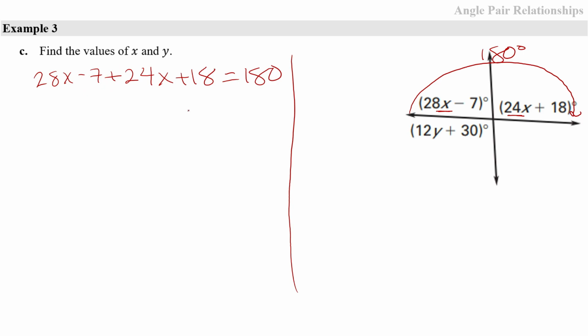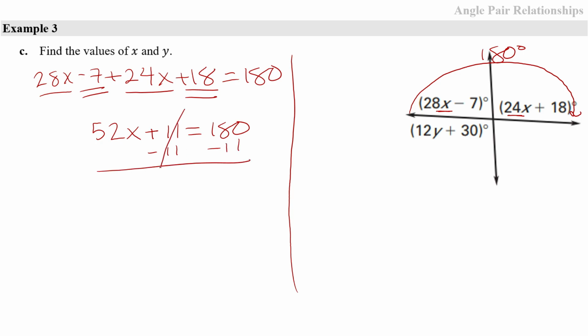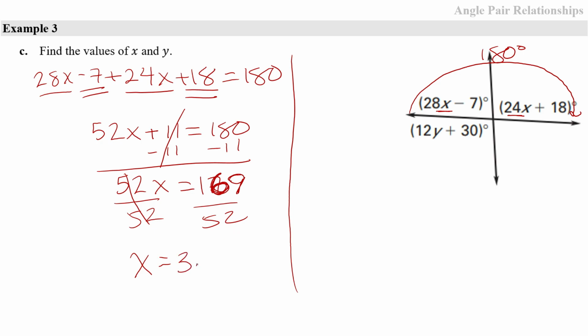We would do that by combining like terms, and we'd say 28x plus 24x is going to be 52x. And then I can also combine these two because they're both numbers, and 18 minus 7 is going to give us positive 11. And then I can subtract 11 from both sides. This will cancel, and I get 52x is equal to 180 minus 11, which is going to be 169. And then we divide by 52, and 169 divided by 52 is 3.25.